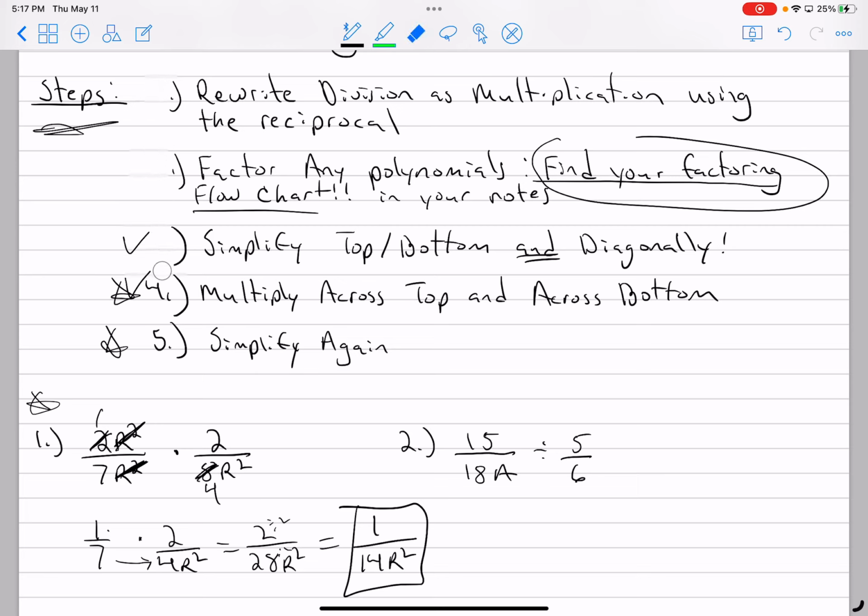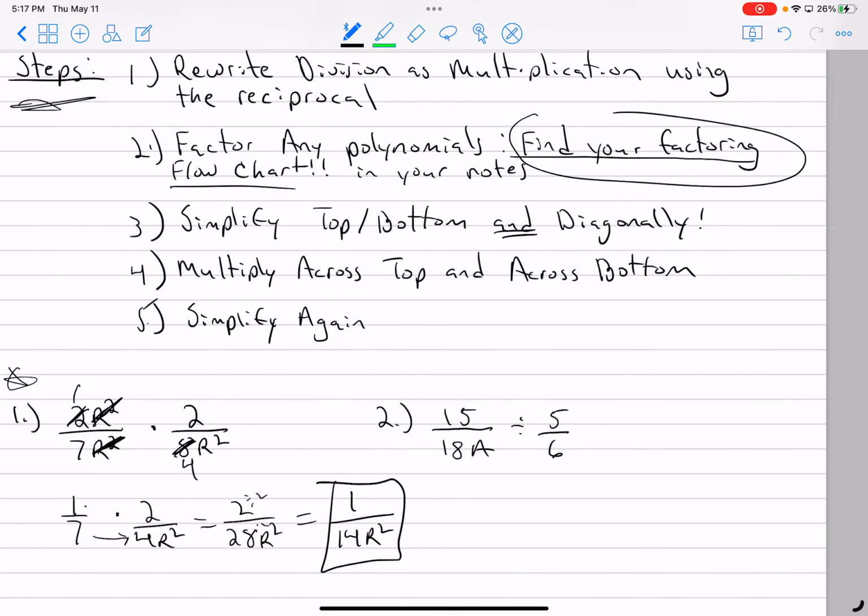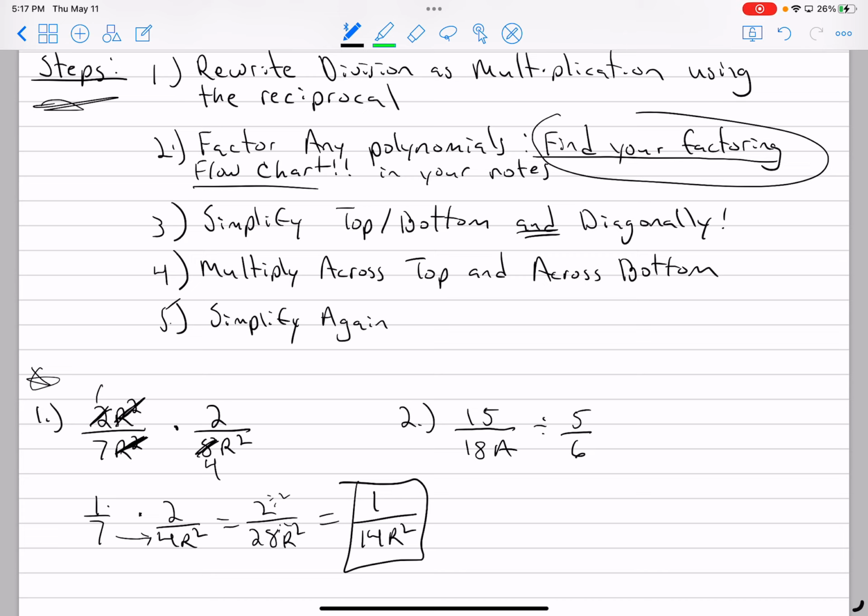I did these steps. So let's go through it again, and let's try with a different problem. 1, 2, 3, 4, and 5. Rewrite division as multiplication using the reciprocal. I see division. I don't do division with dividing fractions. I rewrite it as multiplication. So I take 15 over 18a times, and I just take the second fraction and flip it. It's the reciprocal. 6 over 5.